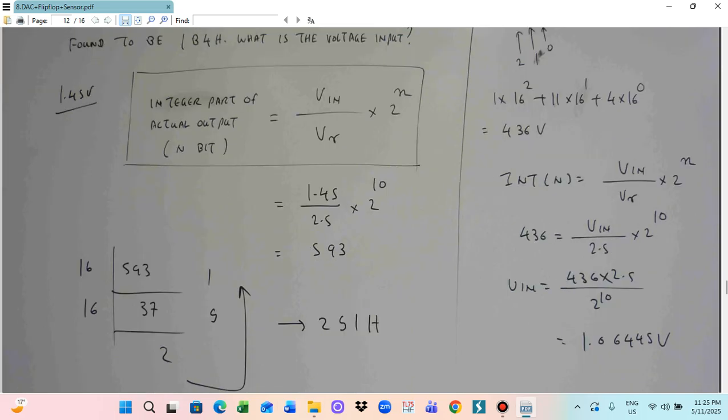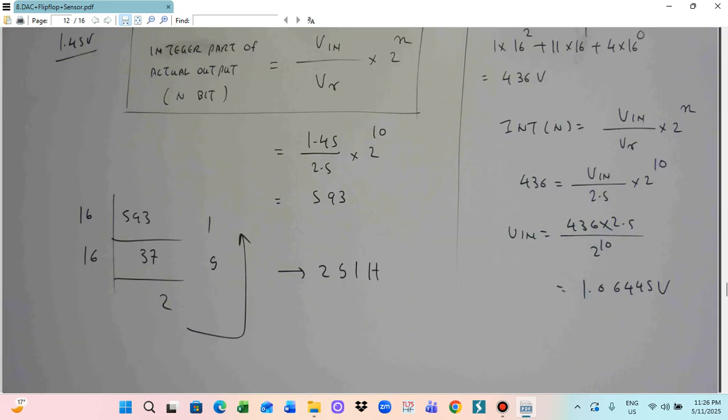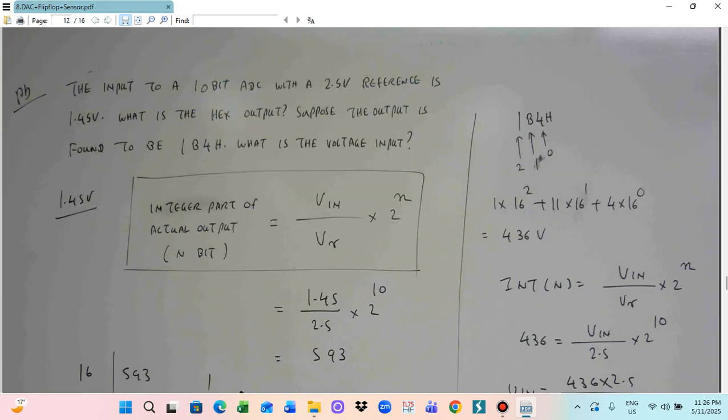So this 593 is decimal, so we have to find out the hexadecimal. So 593 divided by 16, you got 37, with remainder 1. And then 37 divided by 16 is 2, with remainder 5. So the 251. So 251H is the digital hexadecimal.